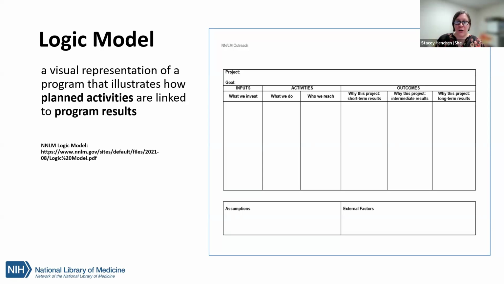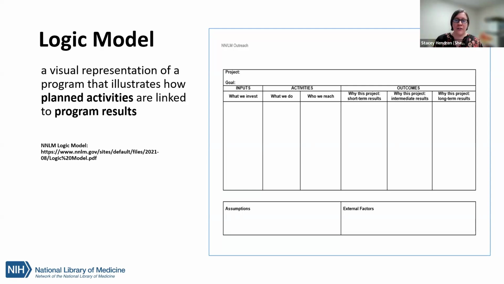Any additional logic model users in the room, give a shout out in the chat. A logic model is a visual representation of a program that illustrates how planned activities are linked to program results. A well-constructed logic model can make it easier to plan programs by helping you determine the resources and activities you need to achieve desired results. So as complicated as logic models may sound, they can be easy to use and very helpful from program idea to evaluation, or from intended outcome to idea.